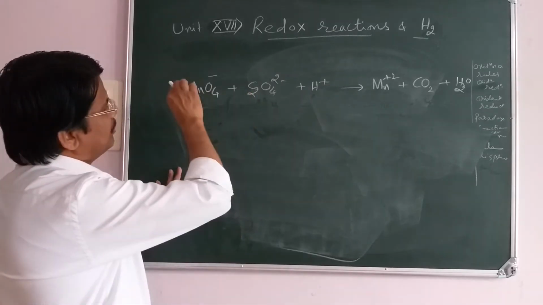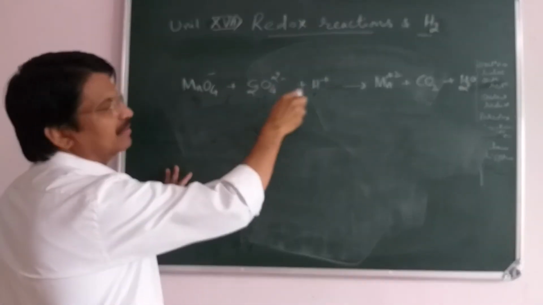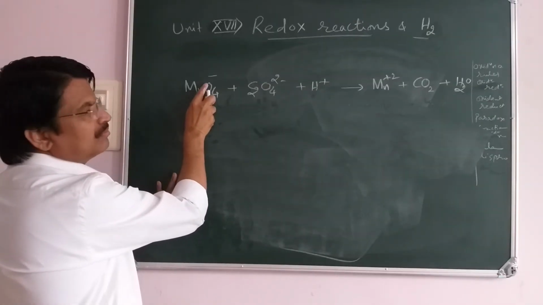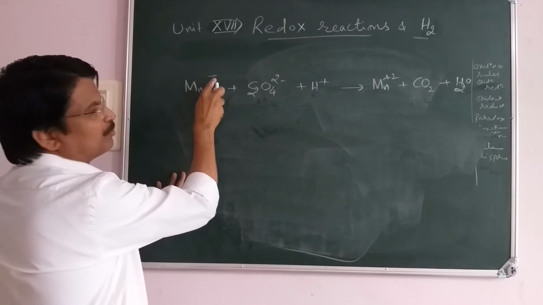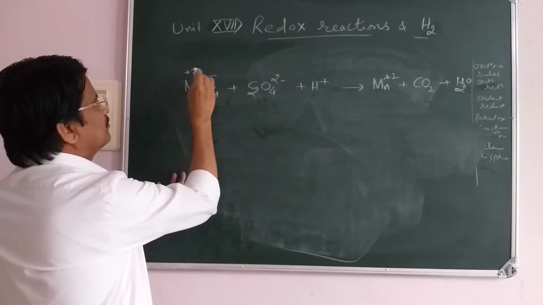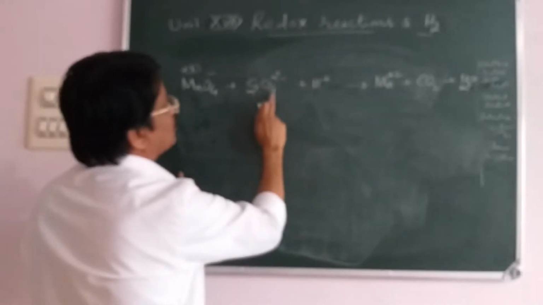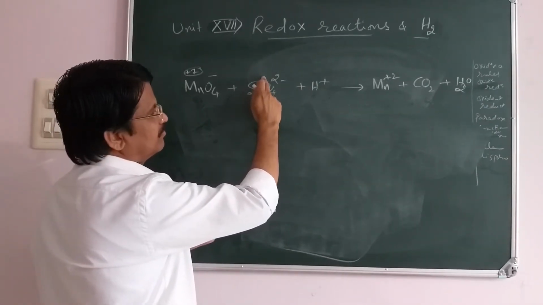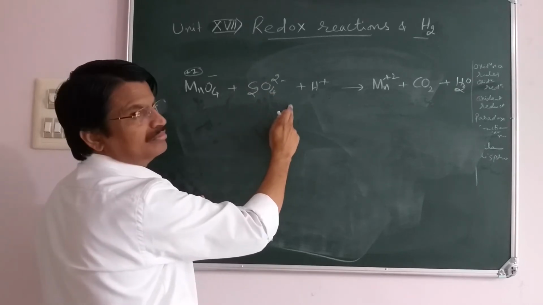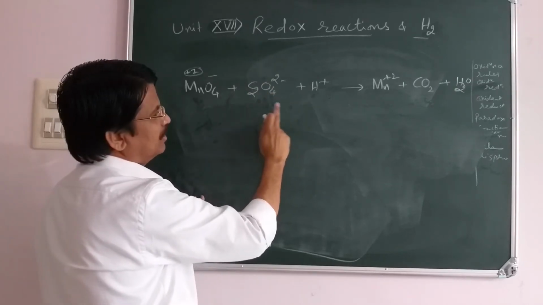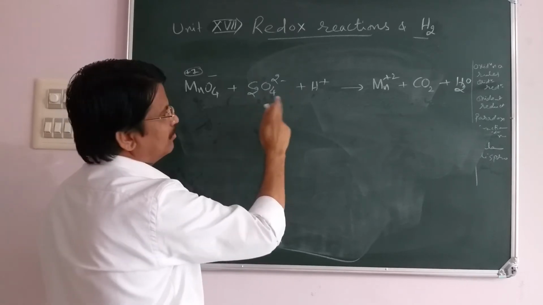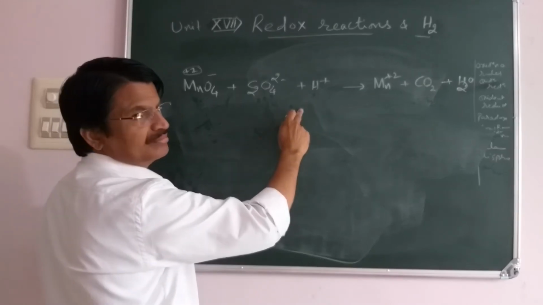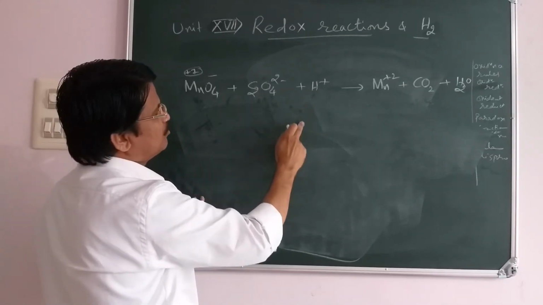Now before that, first you write the oxidation number of each element on the species. For Mn, see here: 4 into minus 2, minus 8, plus x equal to minus 1. Therefore x is plus 7. For this one: 4 into minus 2, minus 8, 2x minus 8 equal to minus 2, so 2x equals plus 6, therefore x is plus 3.